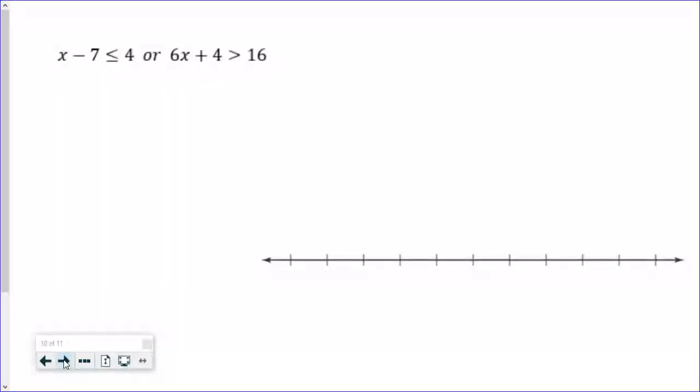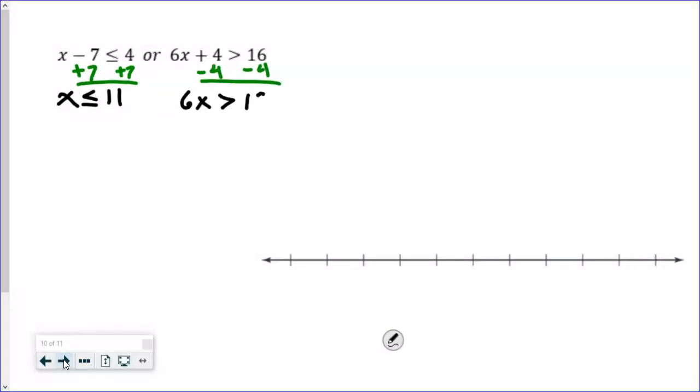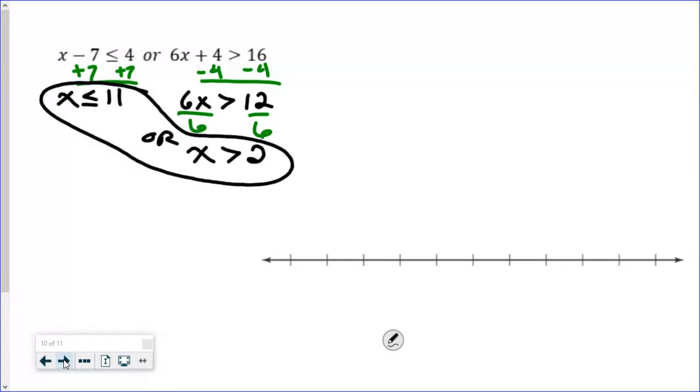Okay, one more. Here we go. Add 7, and you get x is less than or equal to 11. That's part of it. Now for this one, I'm going to subtract 4, and I got 6x is greater than 12. Then I'm going to divide by 6, and I get x is greater than 2. So this is very much what I got.